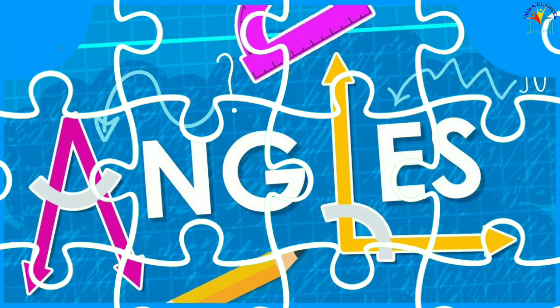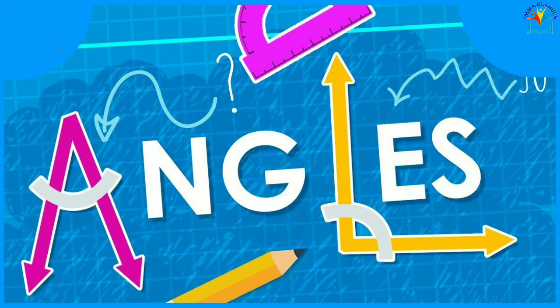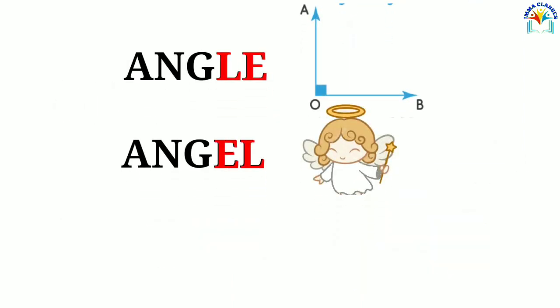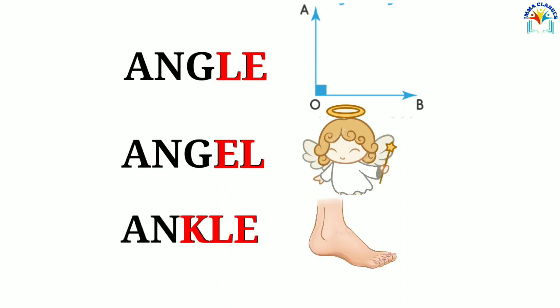Sir, is it angle or angel? The spelling of angle may look like the spelling of angel, but they are different. Do not be confused. There is one more word which sounds like angle. Can you guess it? Yeah, that word is ankle, which is a part of the body. Let's get back to our topic, angle.